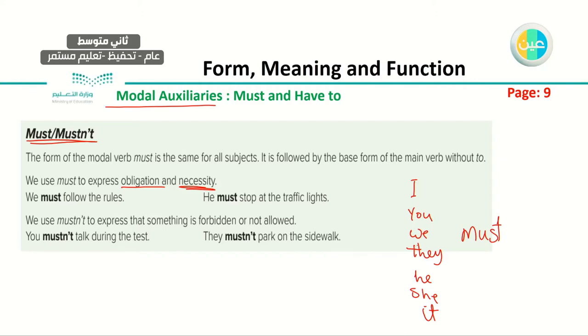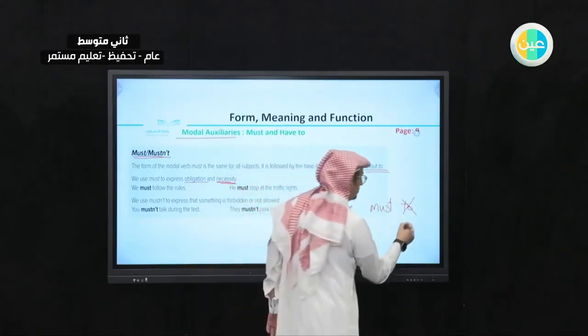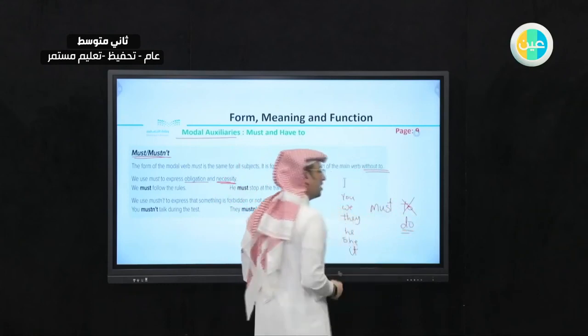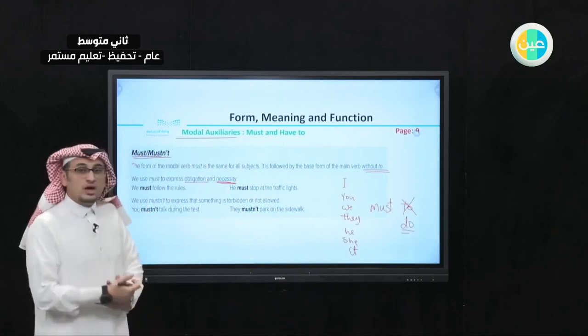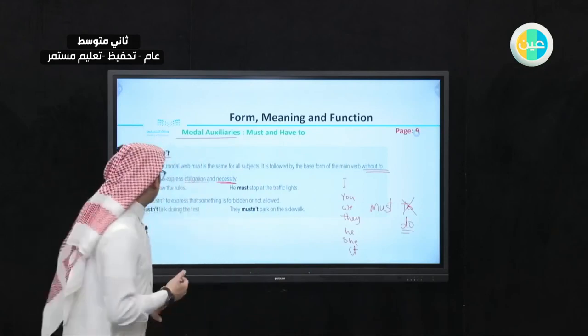Now it's followed by the base form of the main verb without to. Focus on this idea. Without to. So, no to after must. It's wrong to use to here. So I have to use the verb in the base form. I must do my homework. I must drink water every day. I must do my chores. Okay, good.